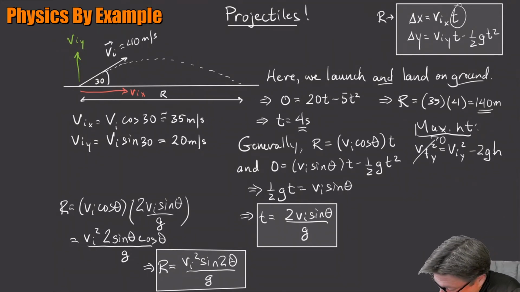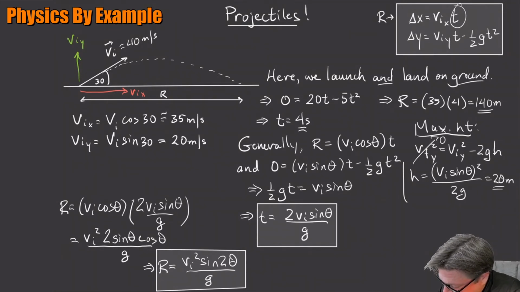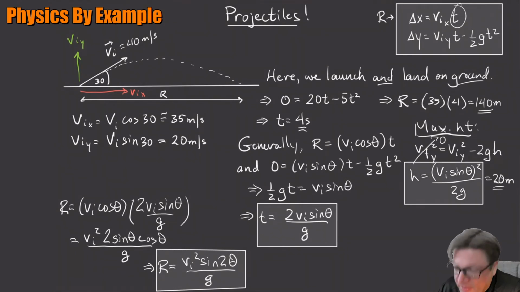So our maximum height is just going to be what? V initial sine theta squared over 2g. And if you work this out, if you plug these numbers in, you should get about 20 meters. There we go. So now we know the maximum height that this thing goes. We know the time that it's in the air.